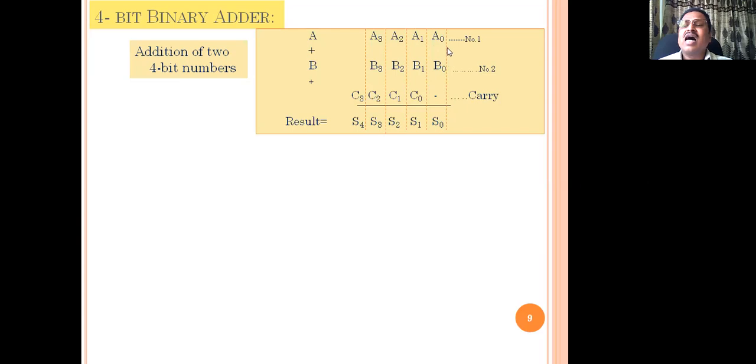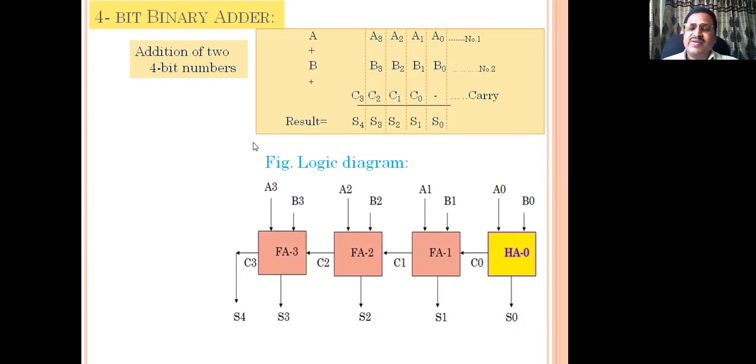If you observe carefully now, to add only two bits, A0 and B0, at the LS bit position, we can use a logical adder, the half adder. But for the rest of the three positions, you have to add three bits each time. We have to use the logic circuit of a full adder. So by using these, we can construct a logic diagram in this way. The half adder will have only the inputs A0 and B0. Its output is the sum S0 and, if any, carry C0.